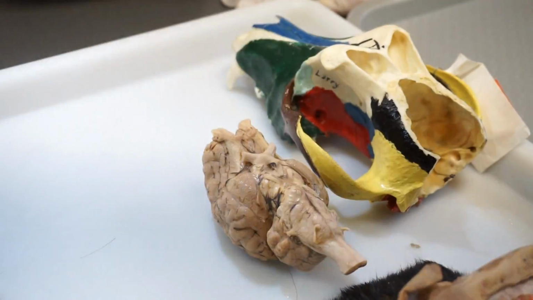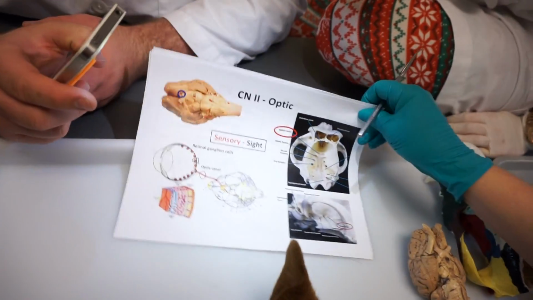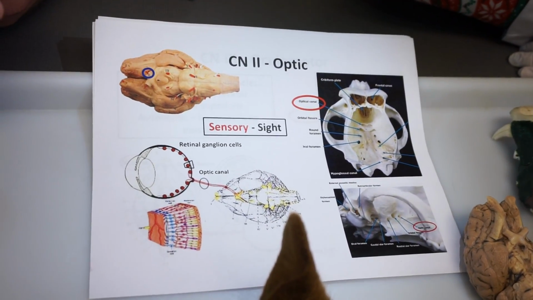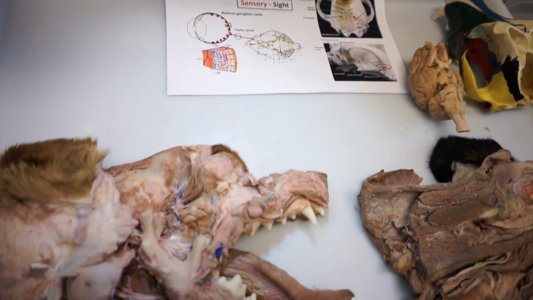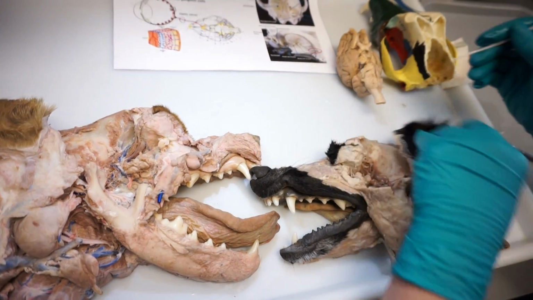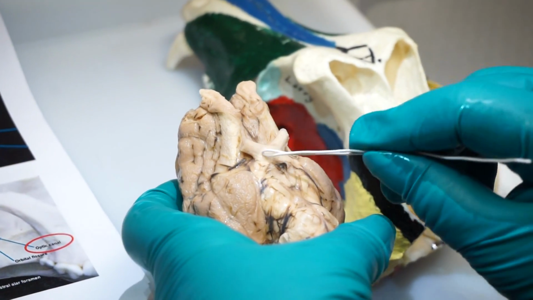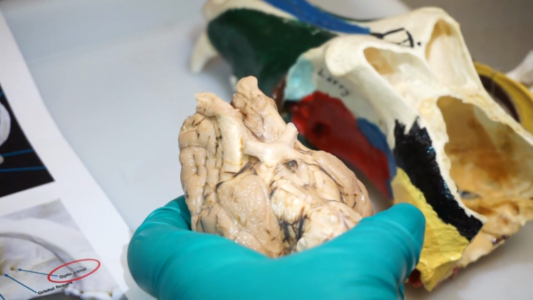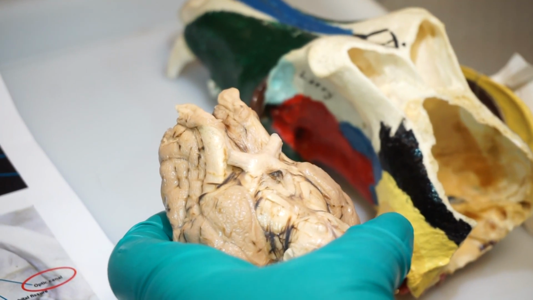Let's go to cranial nerve 2. Cranial nerve 2 is the optic nerve. Cranial nerve 2 is sensory, as we know, to sight. We've already done a little video talking about cranial nerve 2. And if we looked at a brain, this is where the optic chiasm, or both of those optic nerves, or cranial nerve 2, would be located. Beautiful example in this particular brain of cranial nerve 2.